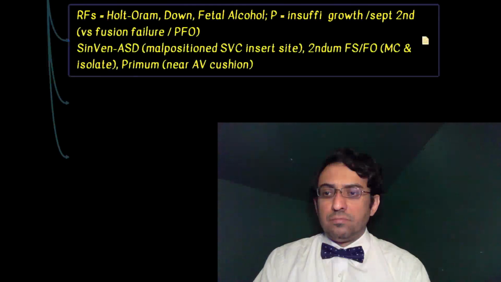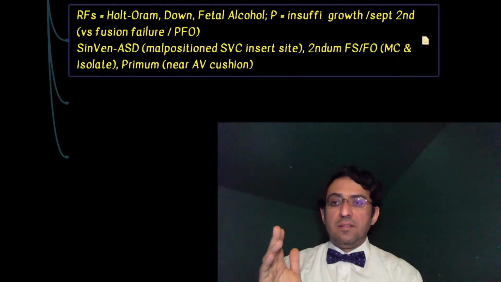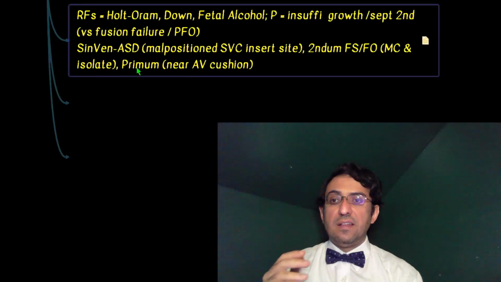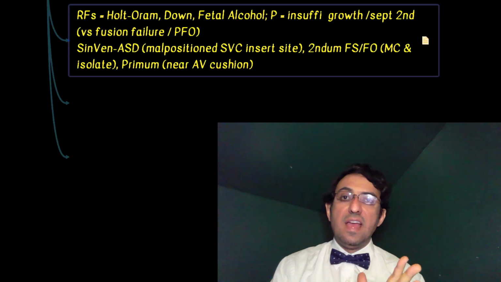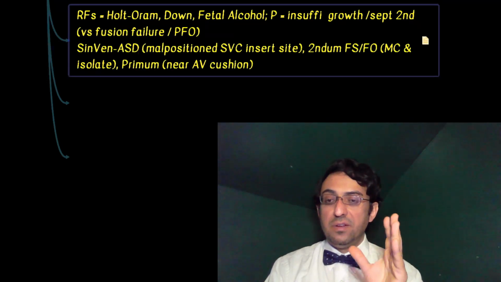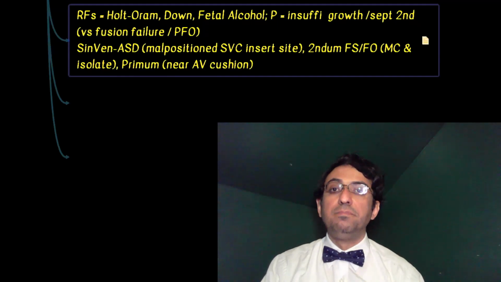This is a right to left shunt that causes what significant clinical condition? It can cause paradoxical emboli. That is, the venous emboli that are on the right side of circulation get access to the arterial system and left side of the heart, for example, causing embolic stroke. And the final subtype is the sinus venosus ASD, and that's simply malpositioning of the SVC insertion site near the atrial septum.